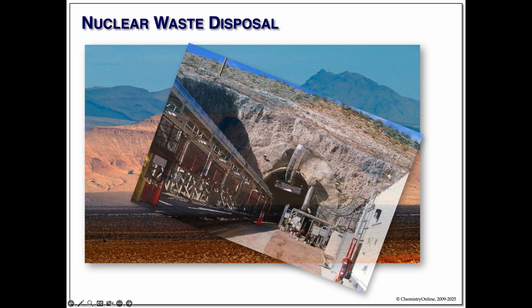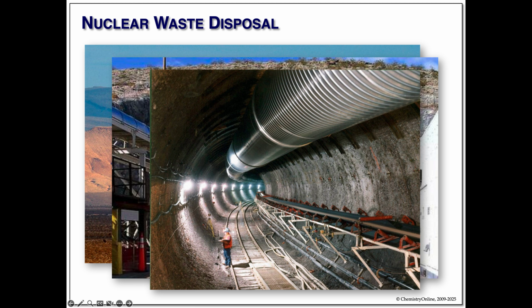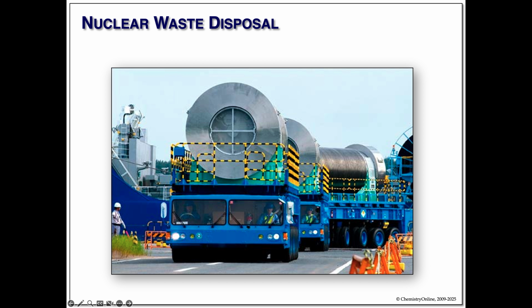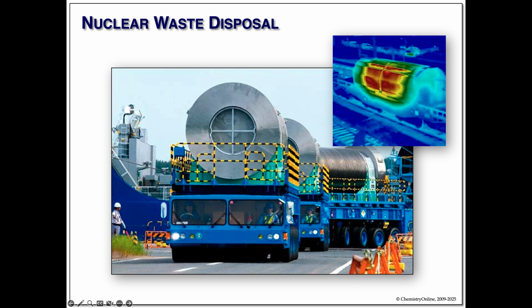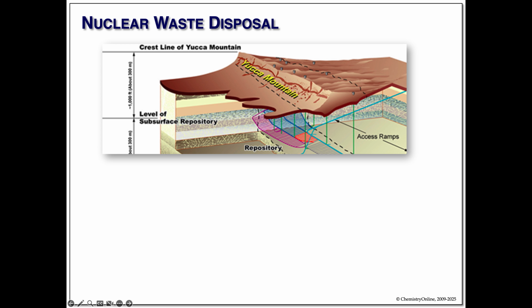And so they did. Huge tunnels, put railroad tracks in there, taken way down 1,000 feet underground. They designed these massive transport containers. These contain the radioactive waste. They're hot. Nonetheless, the idea was to take them and put them down here under the mountain.